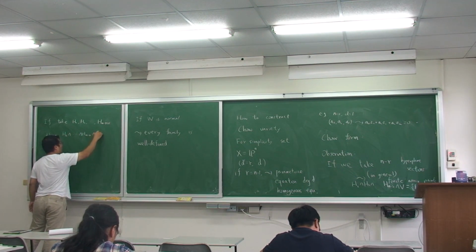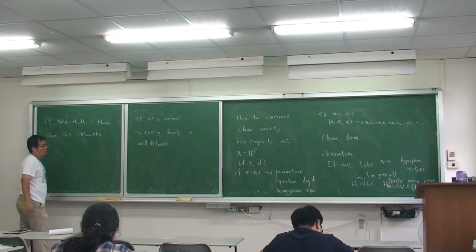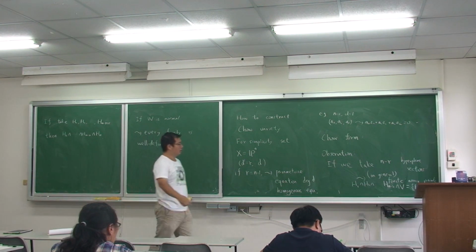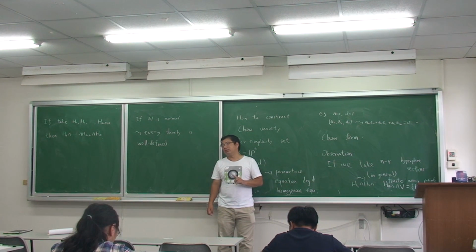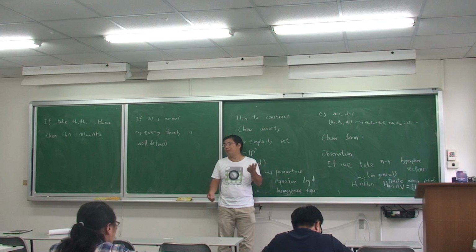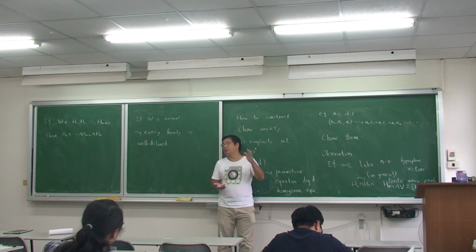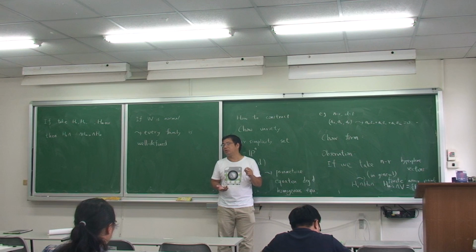Sorry, if you take n equal to 3, r equal to 1. So it's a one-dimensional thing in P3. In this case, n minus r is 2. So if you take 2 hyperplane sections, then you have a 0-dimensional set. The respective dimension is 0.